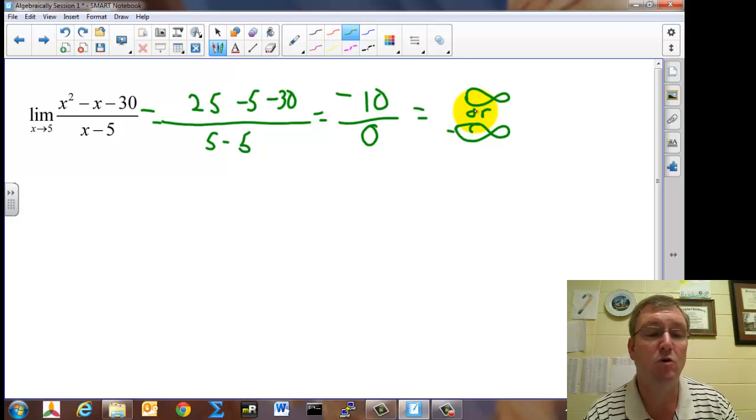We don't know which one. And before we have any formal assessments, we'll be able to determine which one it is. So it would either be infinity or negative infinity, but one of those two.